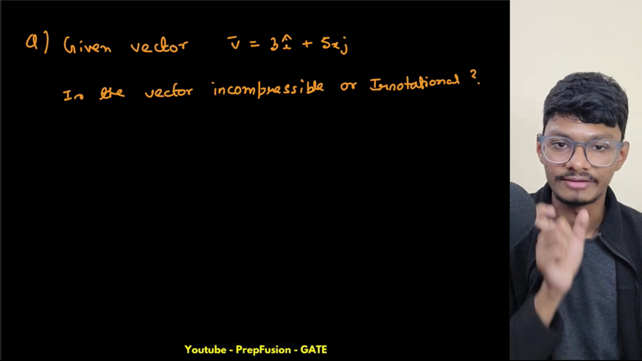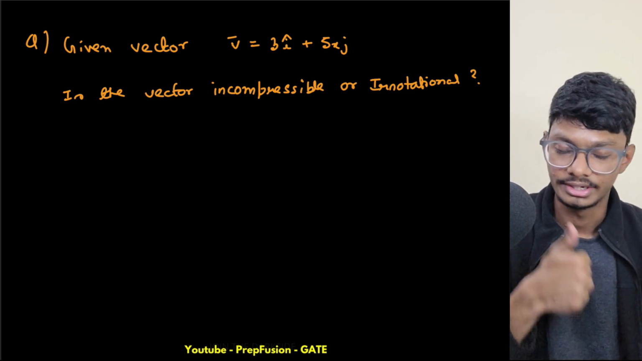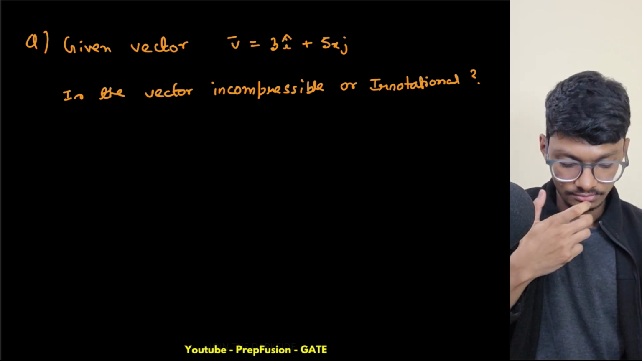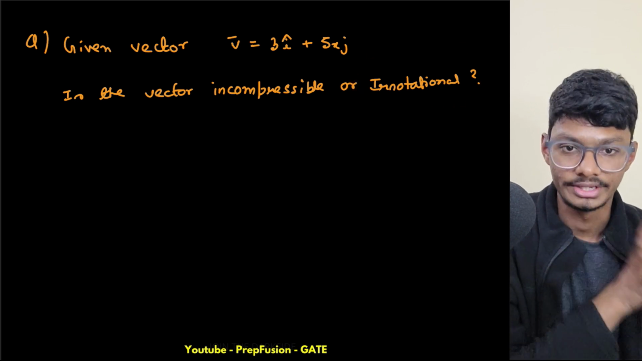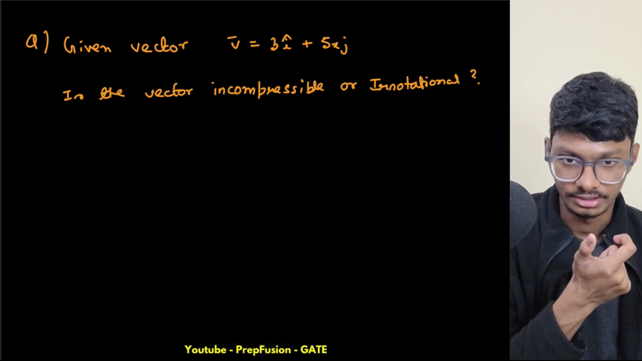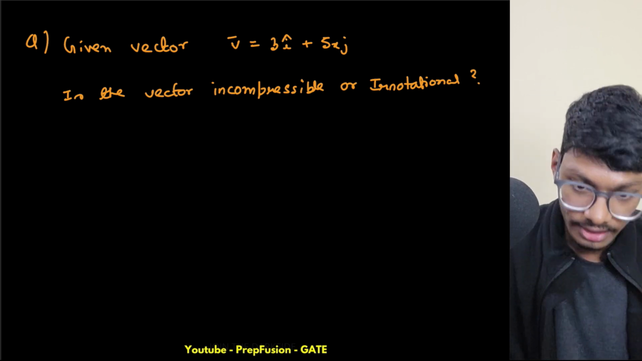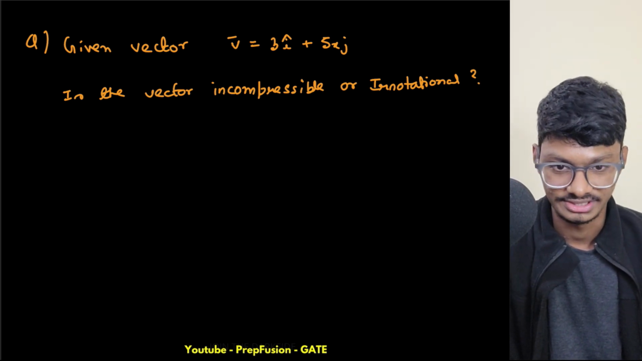Incompressible means the divergence of that vector will be 0. If the divergence is 0, then it is incompressible. And when does a vector become irrotational? When the curl of the vector is 0, like null vector, not 0, but null vector. So let's solve that. Let's first do the divergence because it is easy.